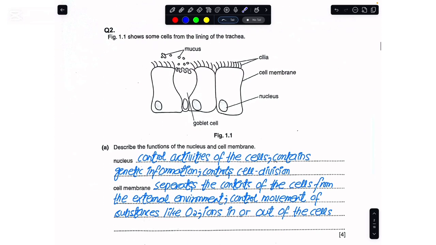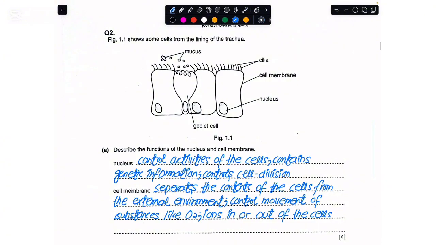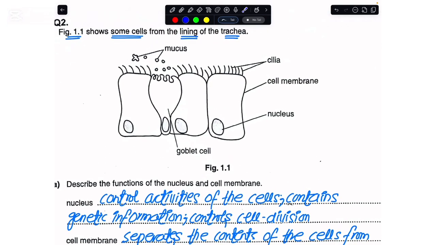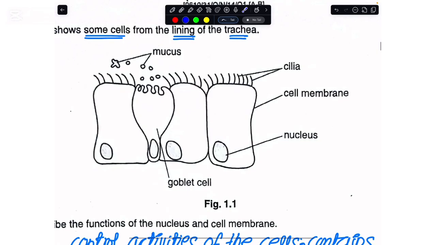Moving on to question number two, they have given you figure 1.1, and it shows some cells that are lying in the trachea. If I highlight the components within these cells, here you see the cell membrane of this ciliated cell. Here we have the nucleus. For sure there would be the presence of cytoplasm here, and here we have small finger-like projections, and they are the cilia. So this cell and this cell are the ciliated cells.